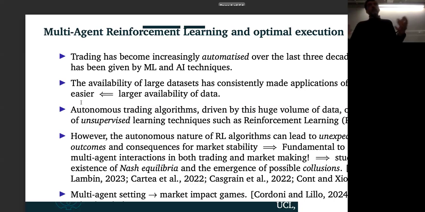I mean, this problem from a mathematical point of view is actually being tackled by many authors, because it can be cast as a market impact game. So you have two agents, and they want to optimally execute an order. They no longer have a one-agent optimization, but what you need is an equilibrium between the two. And this is typically obtained via Nash equilibrium.